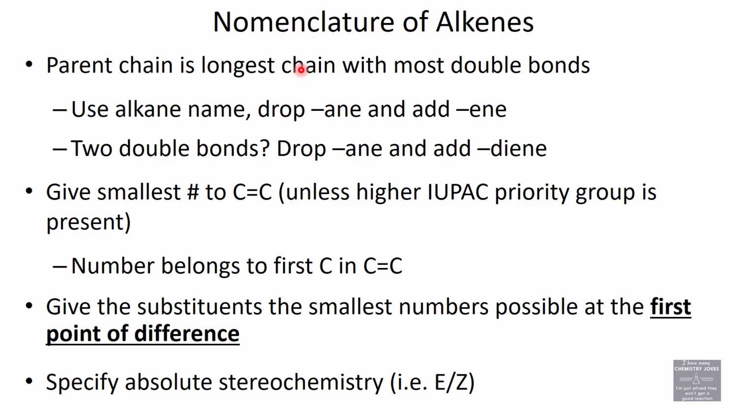So the parent chain is the longest chain with the most double bonds. Okay. Drop ane, add ene. If you have 2 double bonds, it's not an ane, it's an ene, but it's a diene, because you have to acknowledge both of them.